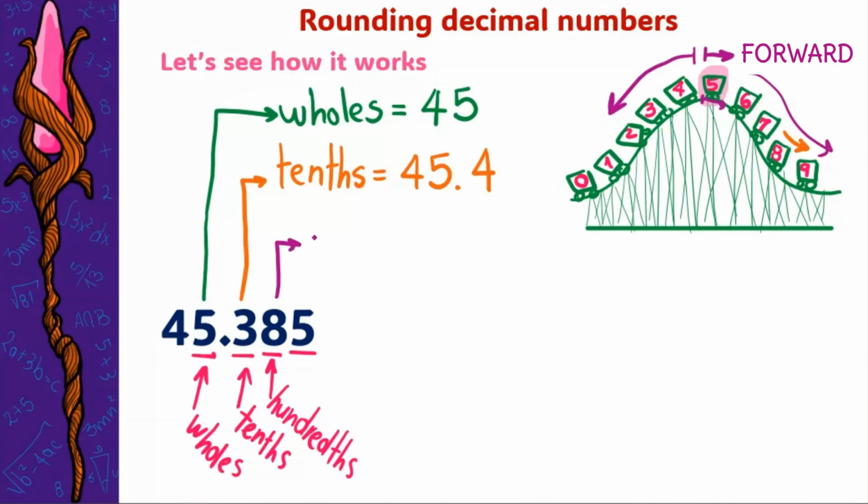And finally, let's round to the hundredths. So for the hundredths, we need to check the position of the thousandths. That is 5. So remember, the 5 moves forward. So this is also going to be bigger. 45.39. It goes up because of the 5.